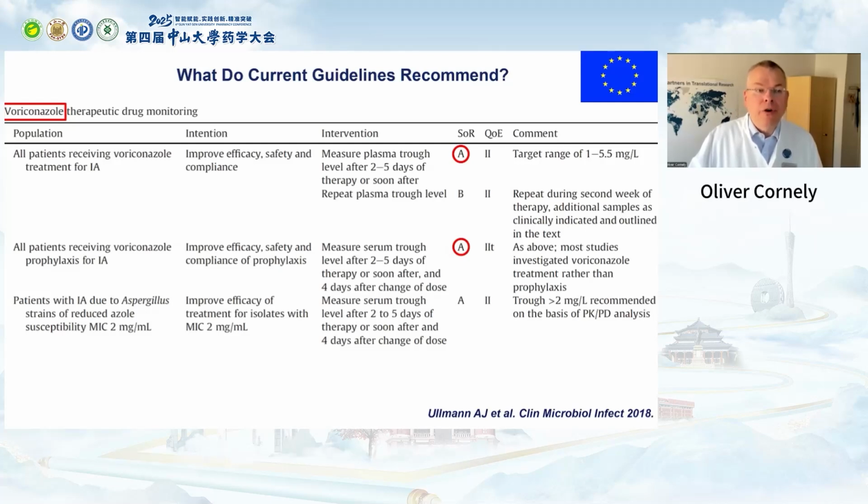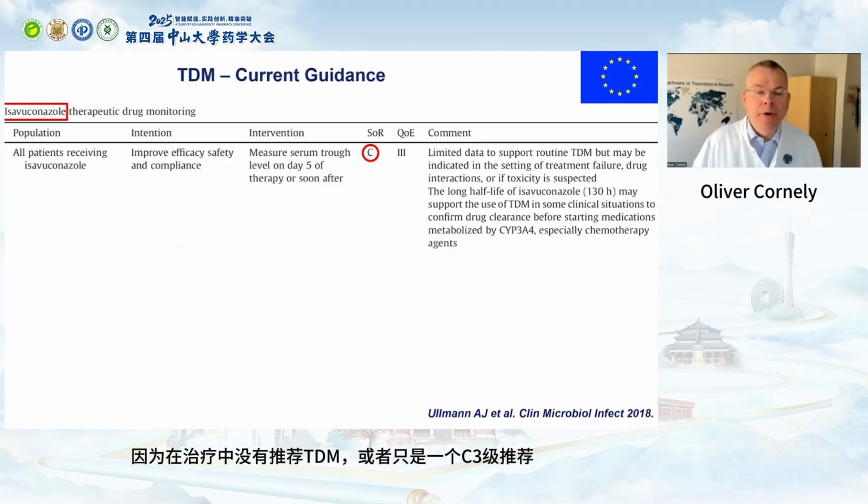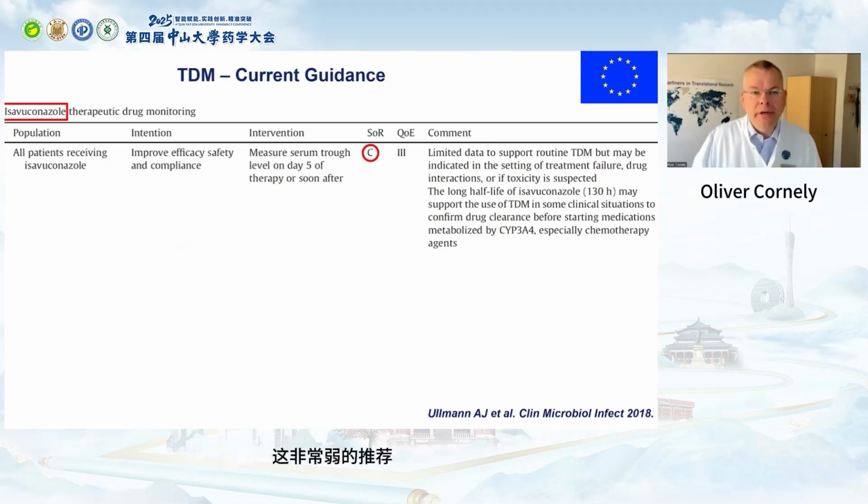It's easier though with isavuconazole because there is no recommendation for TDM in treatment, or a C recommendation, C3, which is really weak, and it only says that there is mild recommendation to do TDM, but it's only expert consensus, while for voriconazole we know that we must do it.